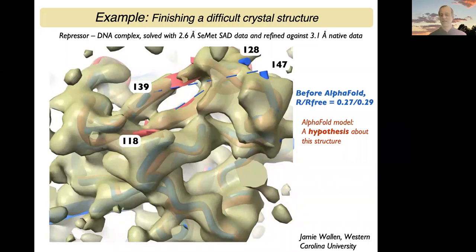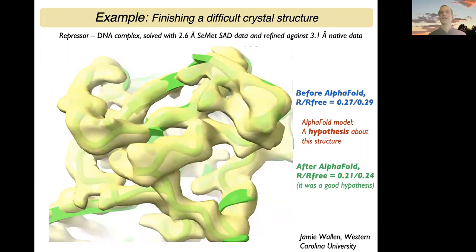So Jamie liked this and refined the model from there. And now after AlphaFold, the R/R-free is 21/24, which is in the right ballpark for your 3.1 angstrom structure. And what does this say? It says, yes, this was a good hypothesis. It didn't have to turn out that way, remember, but this one was a good one. So it's a great hypothesis.